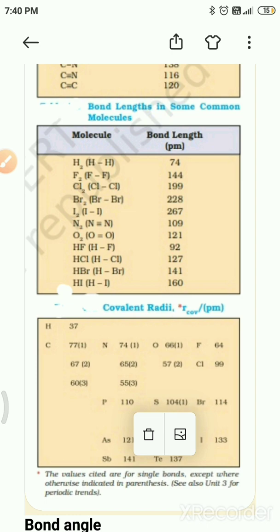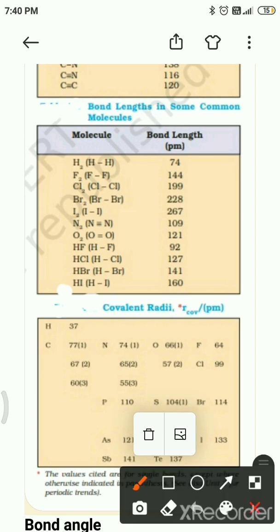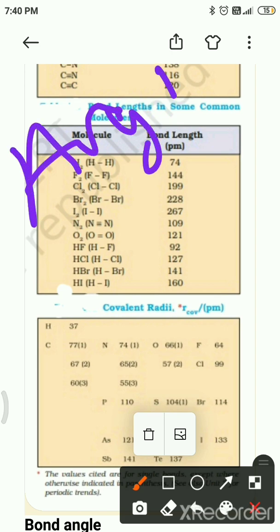Therefore, in polyatomic molecules, the term mean or average bond enthalpy is used. It is obtained by dividing the total bond dissociation enthalpy by the number of bonds broken. Like in the water molecule, where you can find the average bond enthalpy.